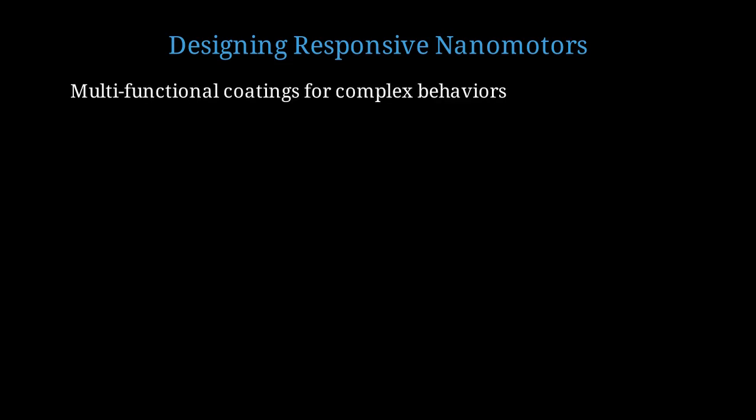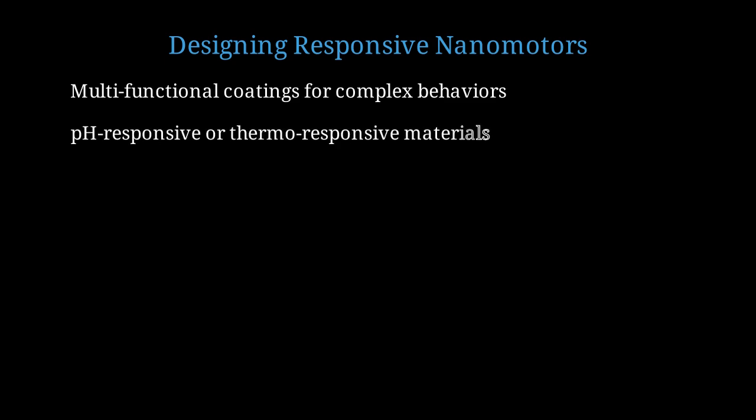An exciting frontier is designing nanomotors with programmable responses to multiple stimuli. This requires integrating different functional materials and chemistries. By using multifunctional surface coatings, we can create particles that respond to multiple chemical gradients simultaneously. For example, a particle might seek glucose but avoid toxins.